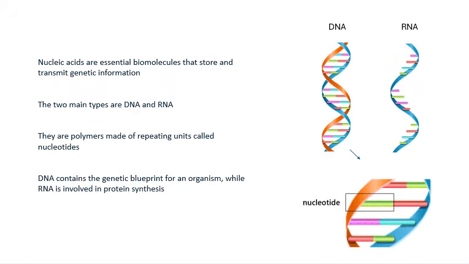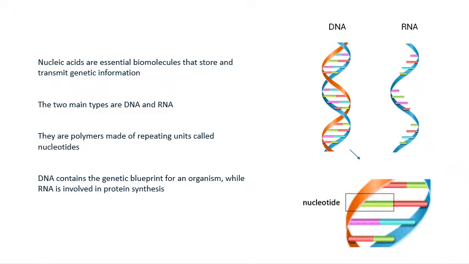Now, nucleic acids. They are essential biomolecules that store and transmit genetic information. There's two types of nucleic acids: DNA and RNA. So the deoxyribonucleic acid and then the ribonucleic acid. And these are polymers and they're made of repeating units called nucleotides. So the nucleotides are the base units that DNA and RNA are built of.